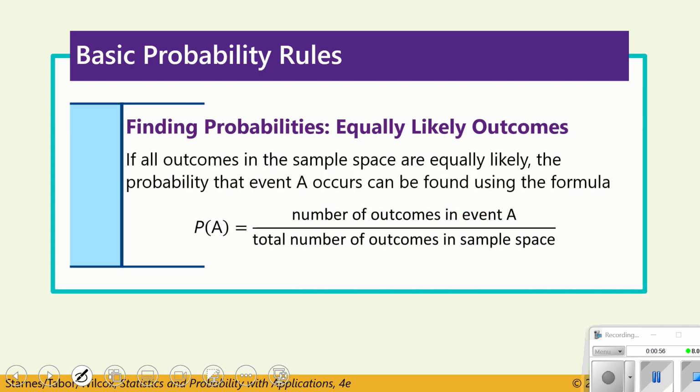Okay, so to find the probabilities of equally likely outcomes, so nobody is cheating on these, if all outcomes in the space are equally likely, the probability that event A occurs can be found using this formula. The probability of A is the number of outcomes in event A divided by the total number of outcomes in the sample space. Now, the other day when we were talking about it, we called this successes over total.